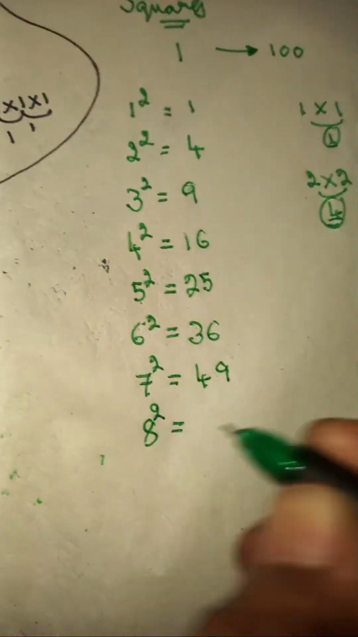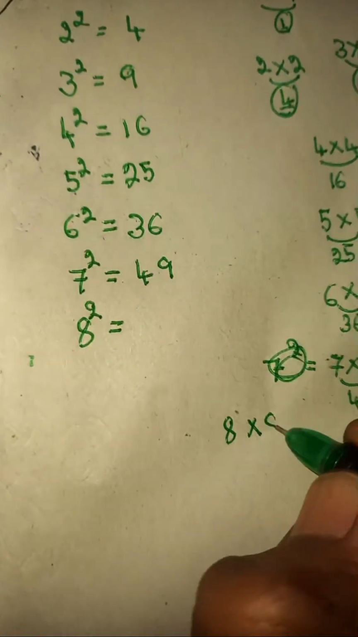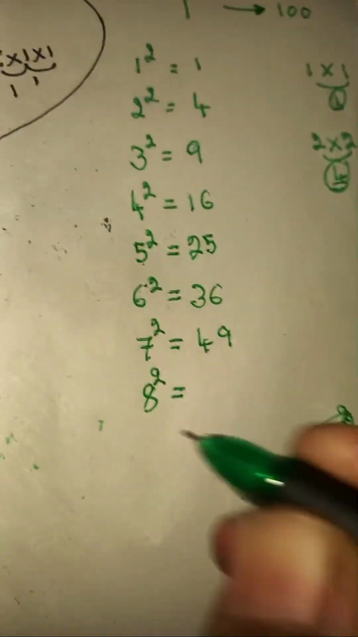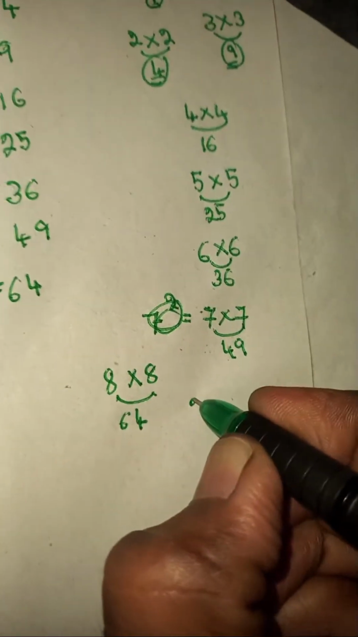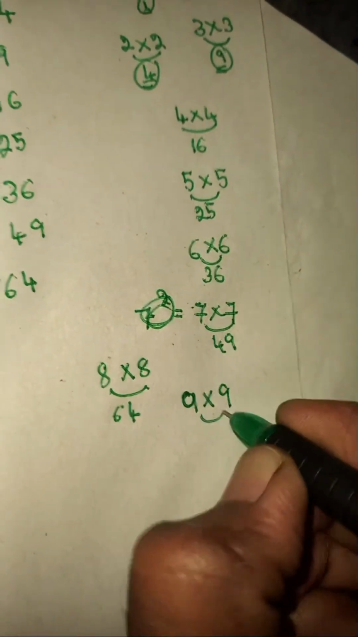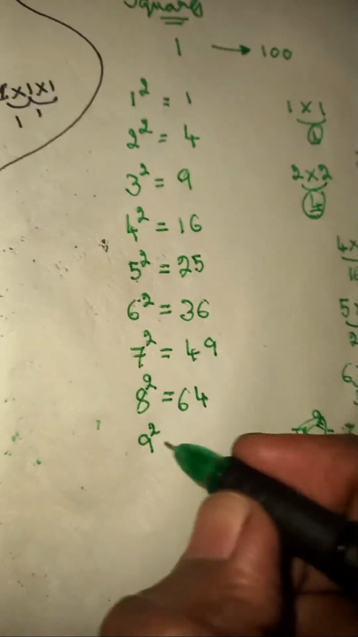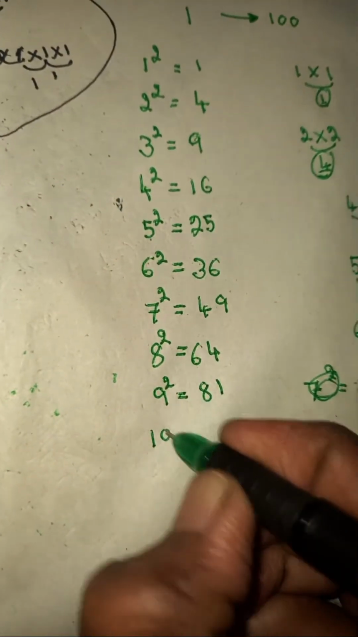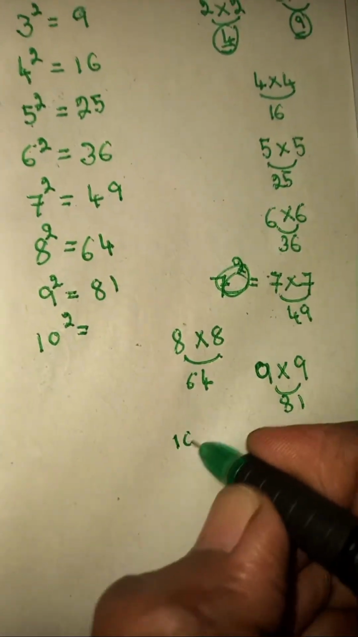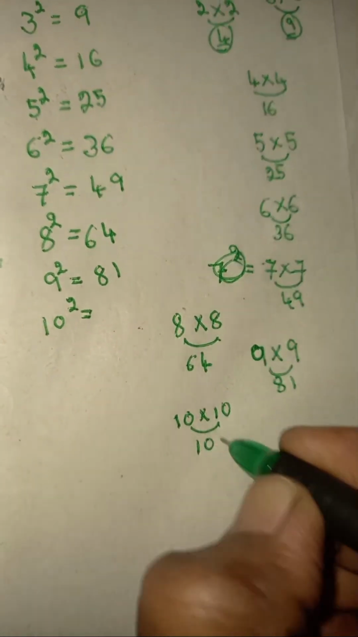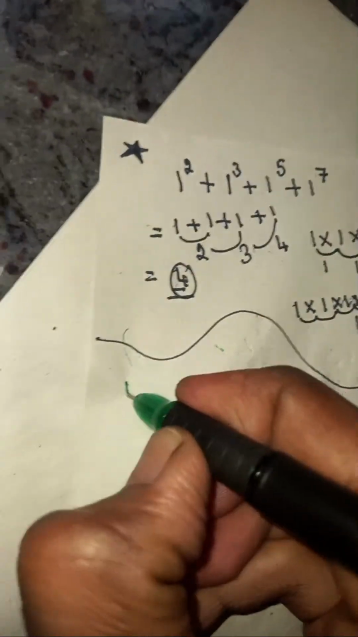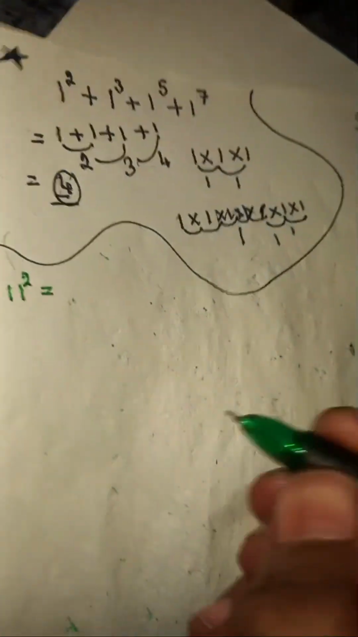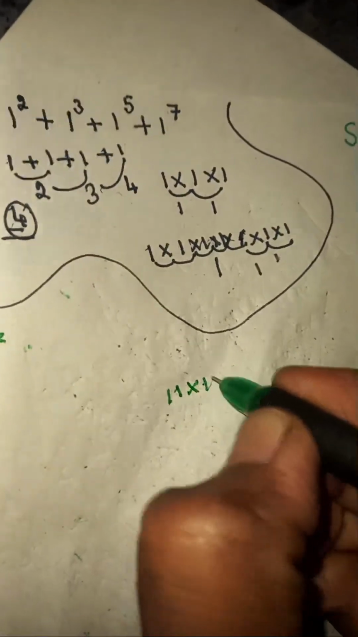And 8 square is 8 times 8, which is 64. And 9 square is 9 times 9, which is 81. And 10 square is 10 times 10, which becomes 100. And let's find out 11 square, that is 11 times 11.